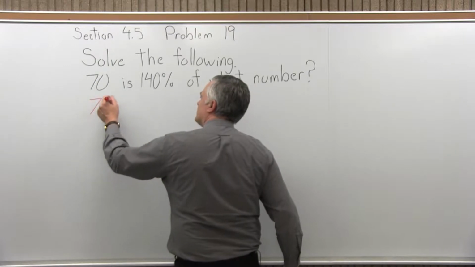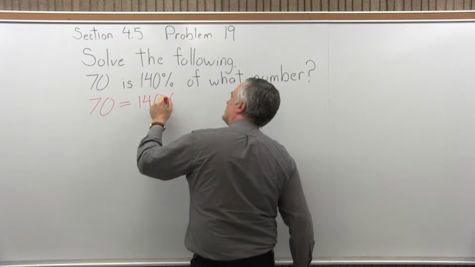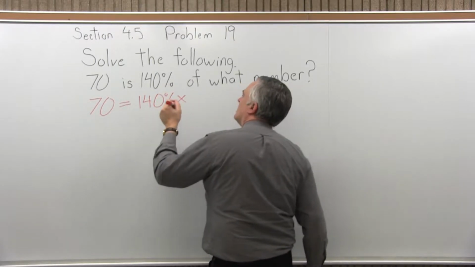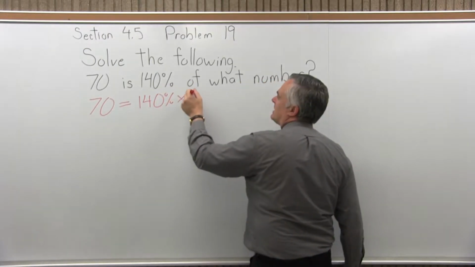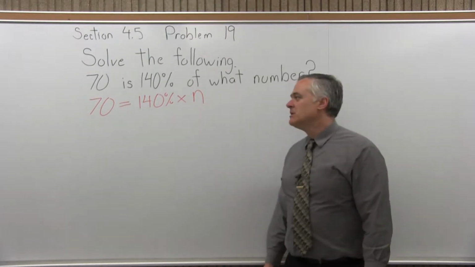So "70 is" becomes 70 equals. "140% of" will be 140% times. "Of" becomes a times. What number? The number is unknown, so we just leave it as a variable, n for number.